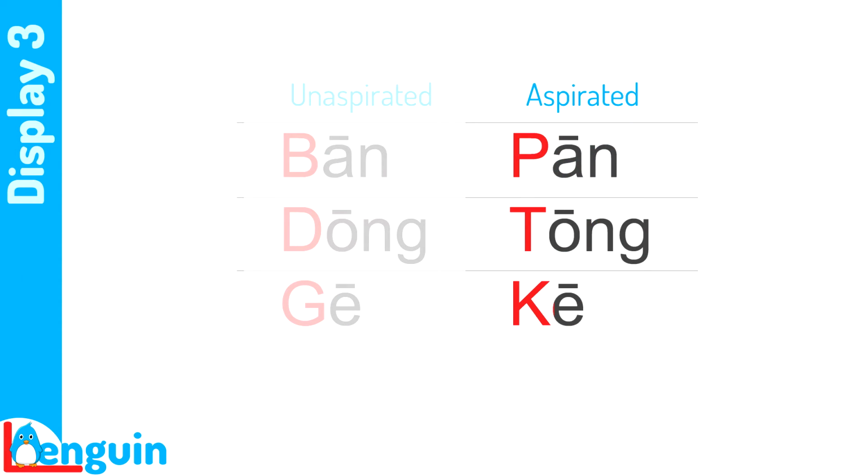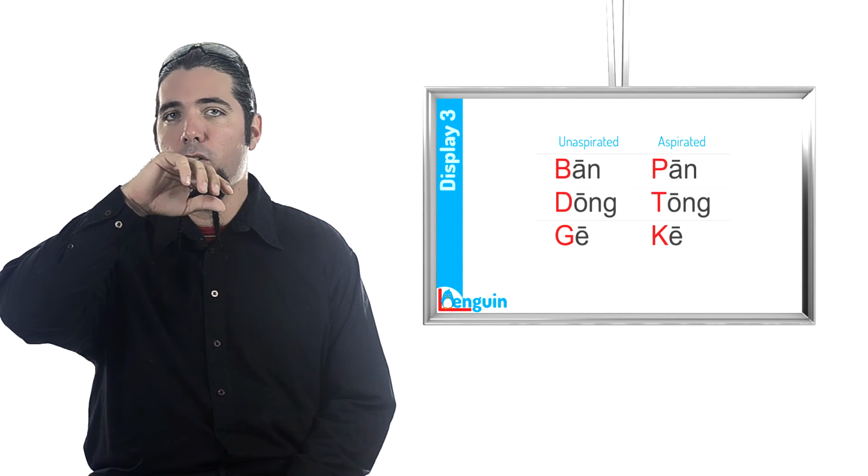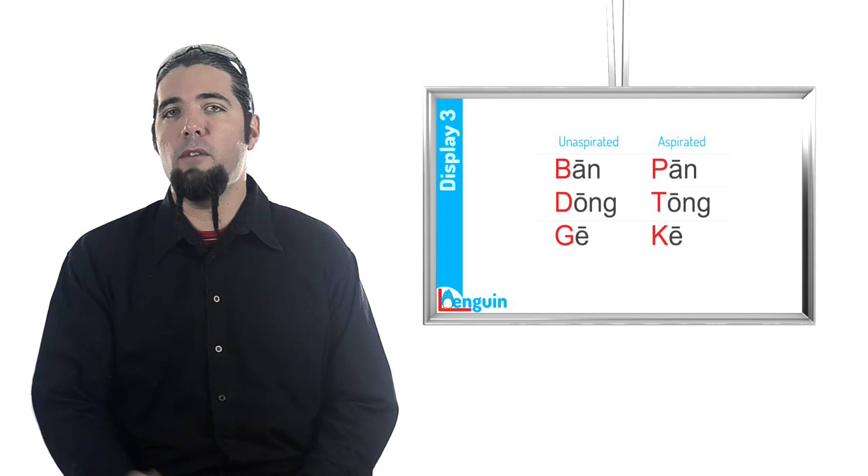Pan, tong, ke. The consonants in the left column are unaspirated. Also, at the beginning of a word like this, they're unvoiced, unlike our B, D, and hard G. We do have unvoiced, unaspirated consonants in English, but only after an S, as in spill, still, and skill. Put the back of your hand in front of your mouth again and say spill, still, skill. There's no puff of air.